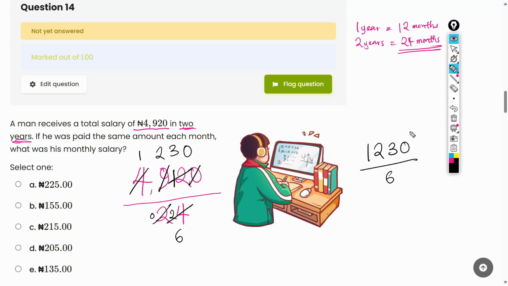1,230 divided by 6. We can divide by 6. 6 into 6 is 1. 6 into 1 is 0, carry 1. 6 into 12 is 2. 6 into 3, it cannot go, so 0, carry 3. 6 into 30 is 5. So we have 205. What this means is that he is paid 205 naira every month for 24 months, for 2 years, for him to have a total salary of 4,920. And 205 is right here.